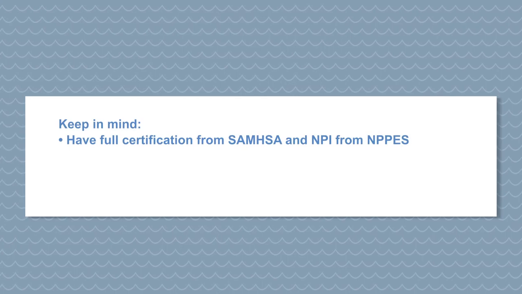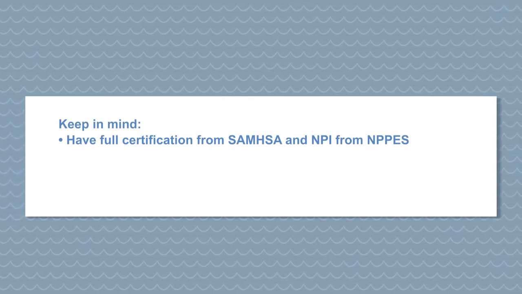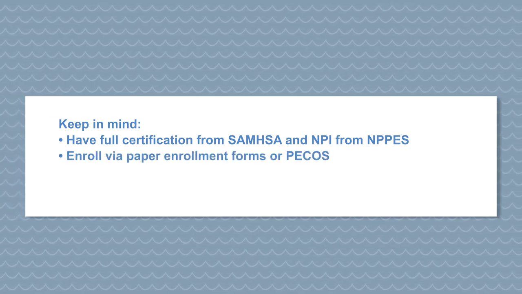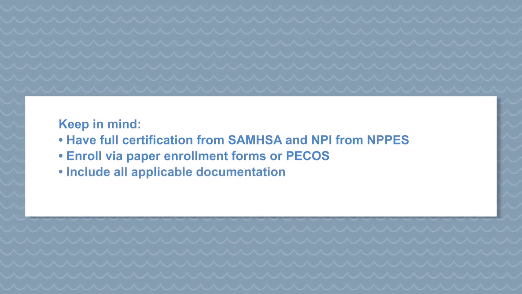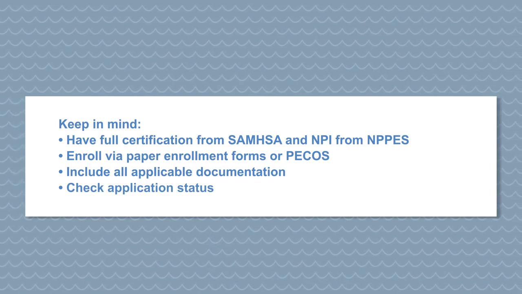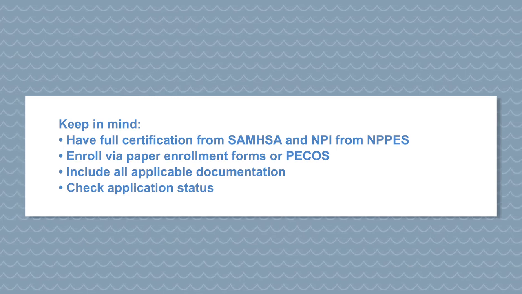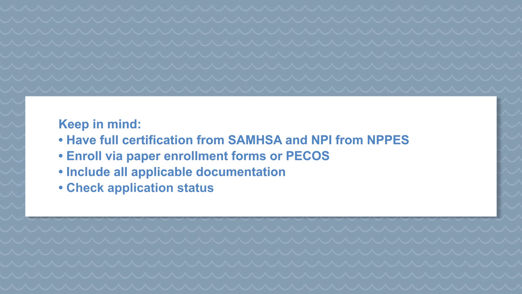That concludes the information we wanted to share for enrolling as an OTP. Keep in mind, before submitting your enrollment, you must have full certification from SAMHSA and an NPI from NPES. To enroll, you can use the paper enrollment form or submit electronically using PECOS. Include all applicable documentation with your enrollment, and follow up after you submit your application by checking the status and replying to requests for more information. Keeping these guidelines in mind will help ensure a smooth enrollment process and allow you to start billing for your opioid use disorder treatment services.